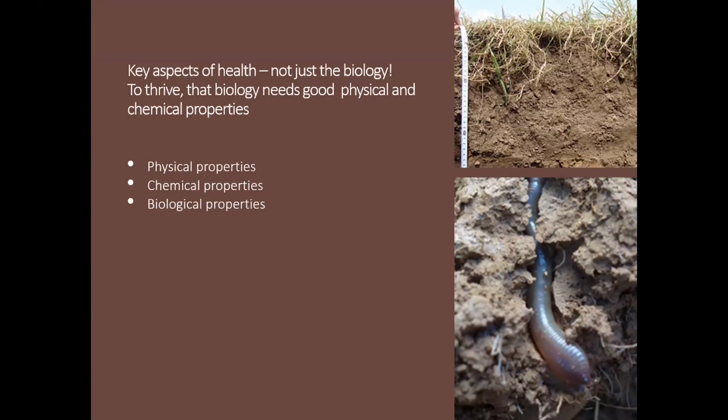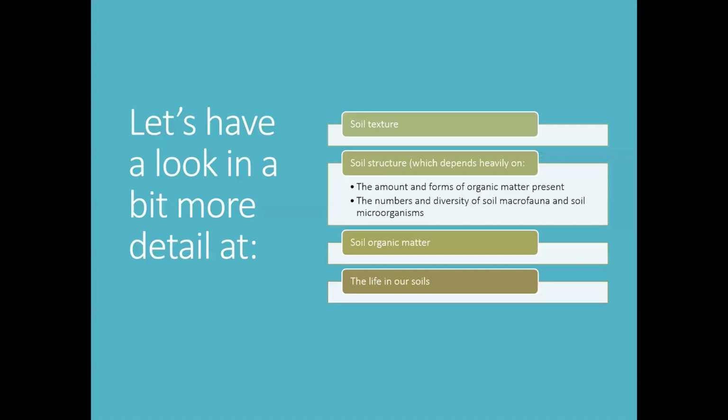We're not just talking about the biology, because the biology will not thrive unless the chemistry and the physics are right. So you've got to think about all three things. You've got to be thinking about the physical properties and the chemical properties, and getting those two groups of things right, if you like, in order for the biology to thrive. So that's why I'll be talking about all three things. So I want to have a look in a bit more detail at some key properties.